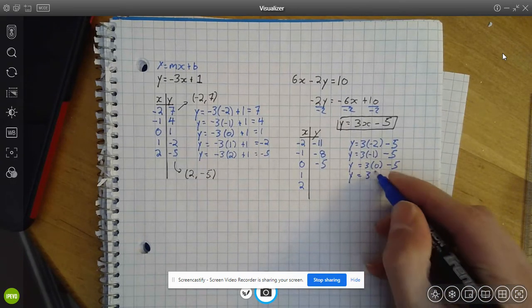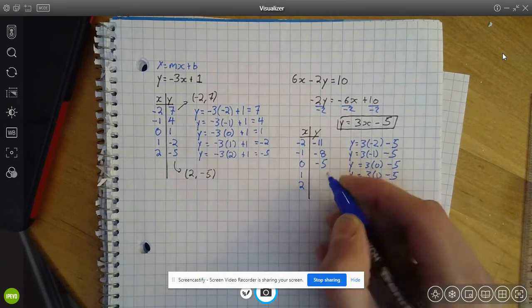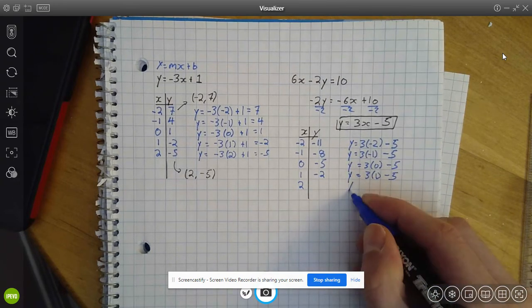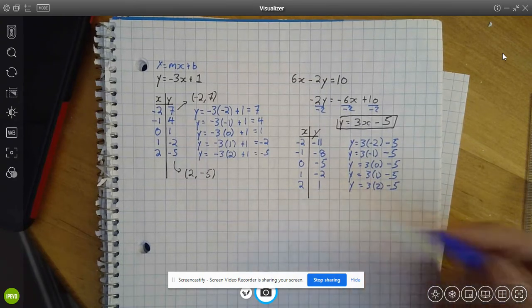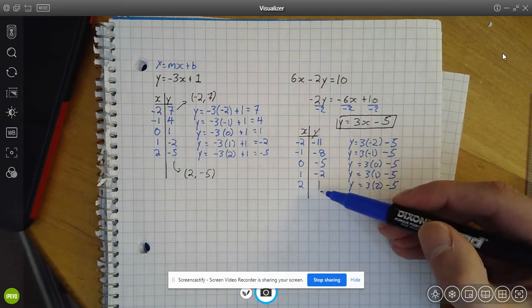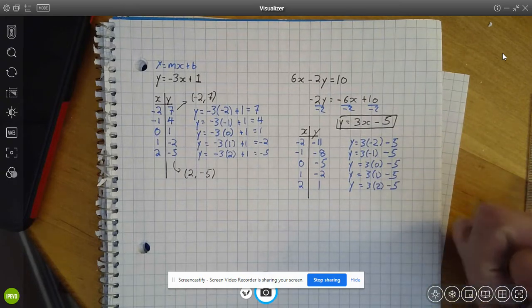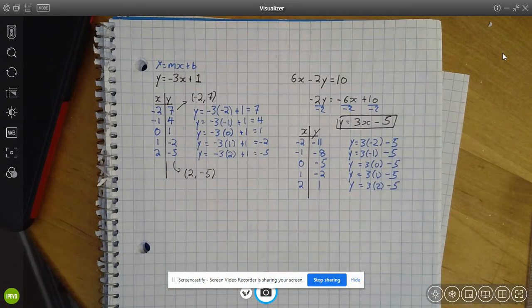We'll talk about this in more detail in future lessons, but it's always a good idea to look out for patterns that can make our work more efficient. 3 times 2 is 6, minus 5 is 1. So again, I've generated a series of 5 points, and I could graph those and connect those with a line as well. So that's how I can generate a table of values from an equation when working by hand.